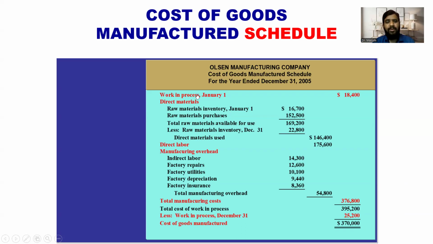And you have to minimize this cost. So for example, raw materials cost. If you can minimize the raw materials cost, then your total cost of goods manufactured will minimize. If you can minimize the labor cost, your total cost of goods manufactured will decline. If you can minimize the manufacturing overhead, your total cost of goods manufactured will decrease.